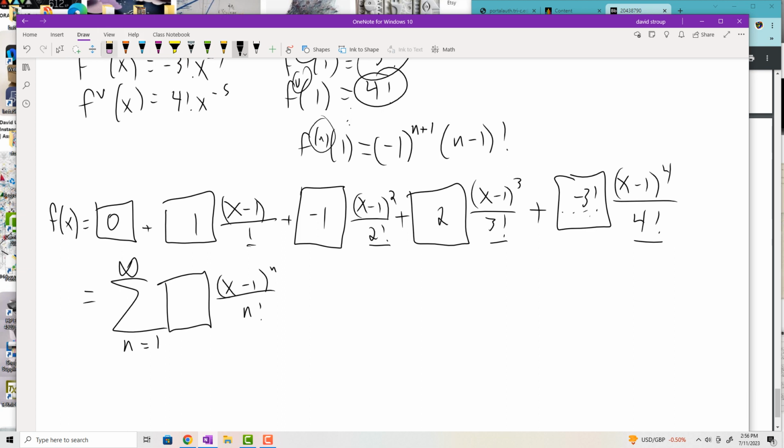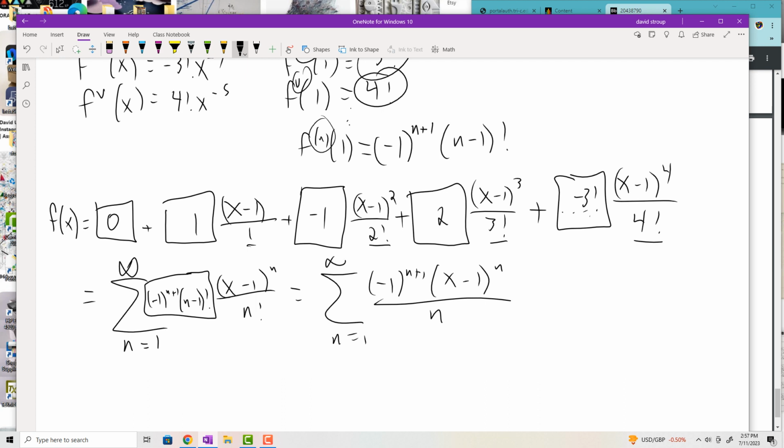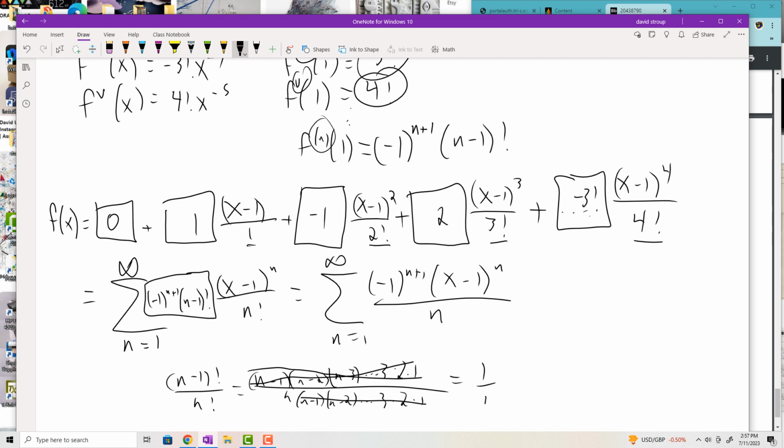Okay. Anyways, of course, I didn't leave myself enough room in the box. Let me augment it. So I need negative 1 to the n plus 1 times n minus 1 factorial. You can leave it like that, but you really should simplify it to be negative 1 to the n plus 1 times x minus 1 to the n all over n, with n equals 1 to infinity. Again, because n minus 1 factorial all over n factorial, that chunk will cancel with this chunk, and that's just 1 over n. Okay. So as usual, I will see you next time.